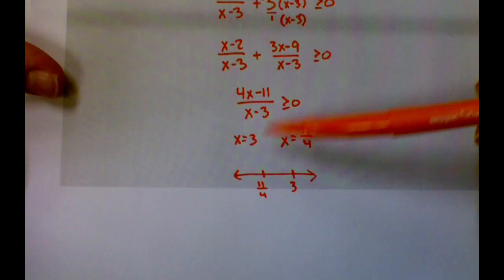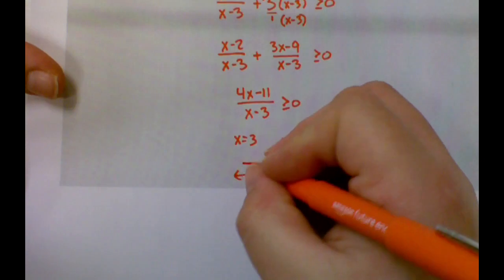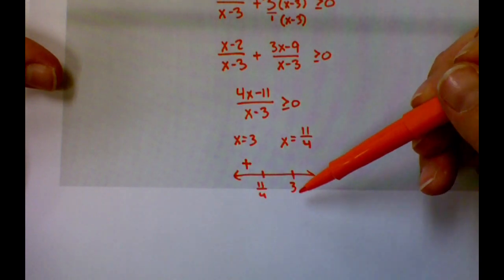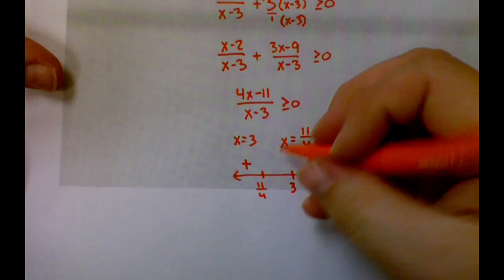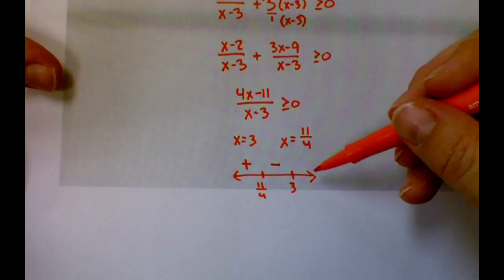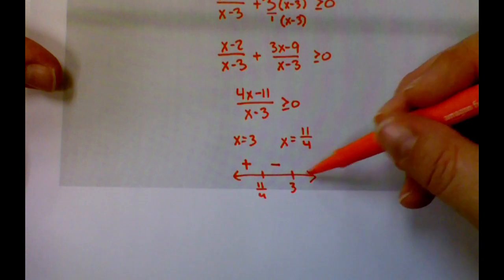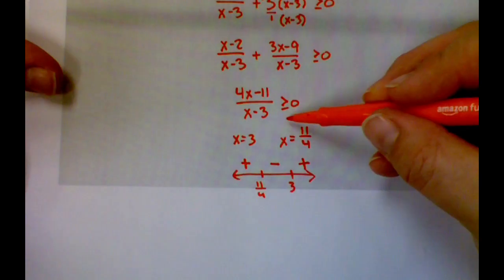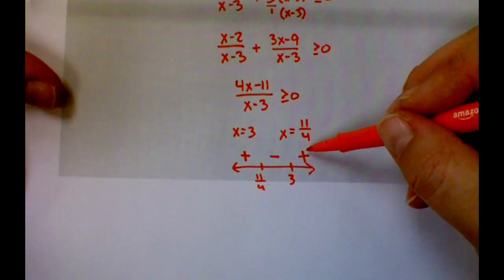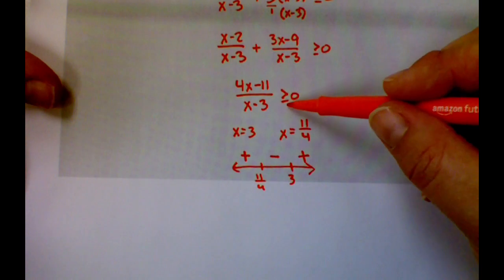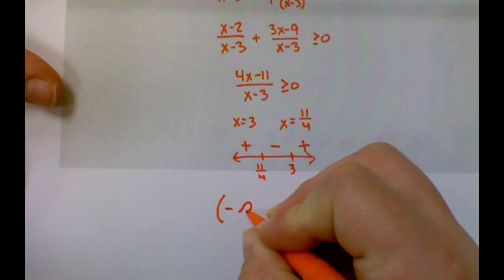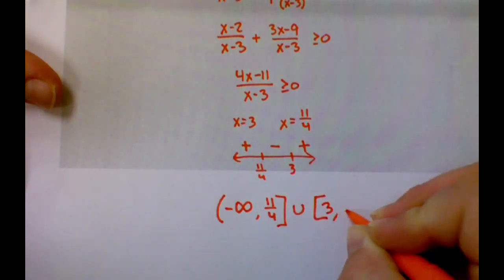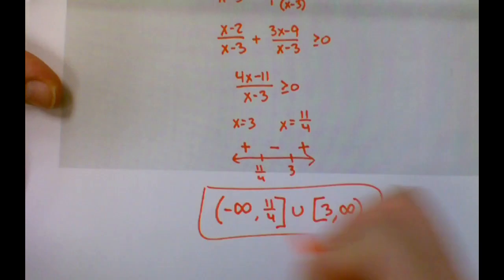Plug in something less than 11 fourths, let's say 0, I get a positive. Between 11 fourths and 3, that's going to be a tricky one. Let's do 11 eighths. I am going to get a negative. And bigger than 3, let's try 4. I get a positive. Since I'm looking for greater than or equal to 0, I want those positive sections, and I can include my endpoints because of the or equal to part. So I have negative infinity to 11 fourths with a bracket, or 3 with a bracket to positive infinity. There are my answers.